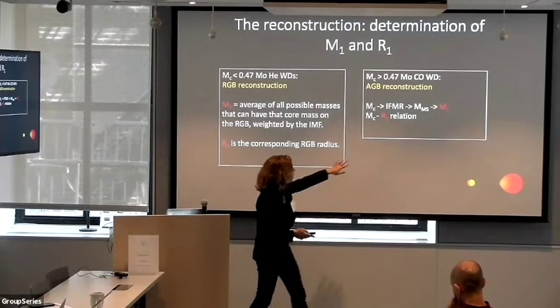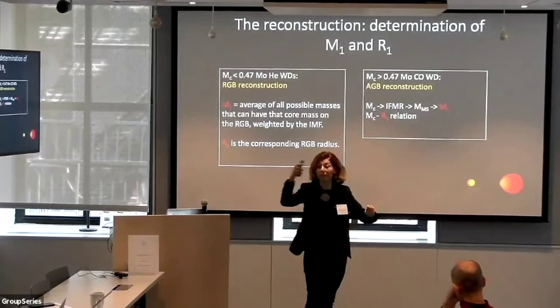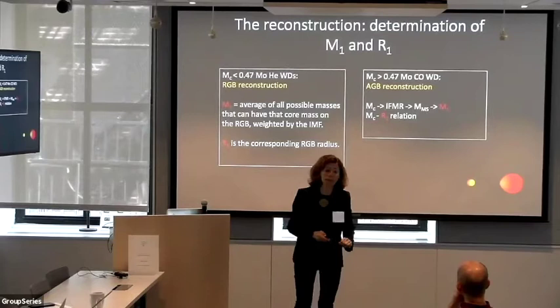For the AGB it is a little bit easier in some ways, harder in other ways. Your core mass can be assumed to be the final mass, and with the initial to final mass relation, you get the main sequence mass, and with some mass loss model, you can get the mass of the AGB giant at the time of common envelope. And then there is actually a core mass radius relation that you can use for the radius, so this has some advantages.